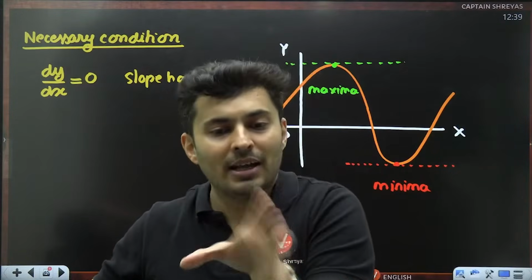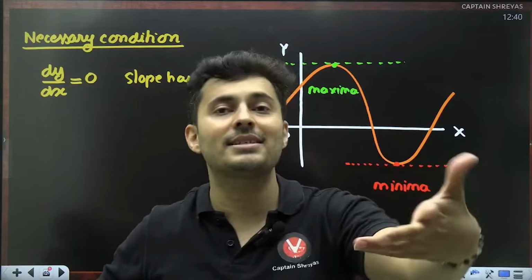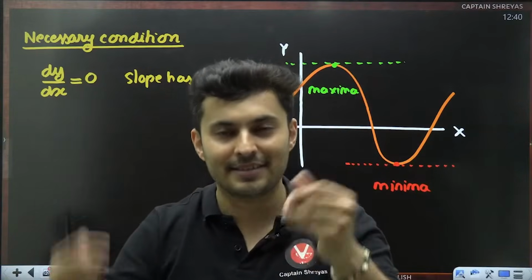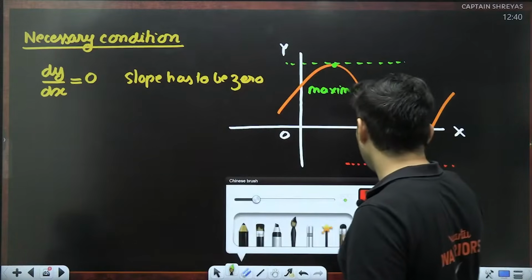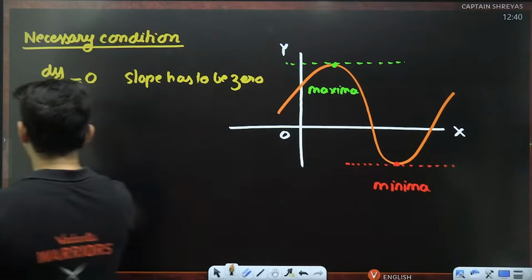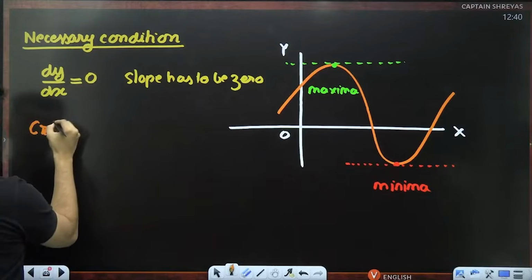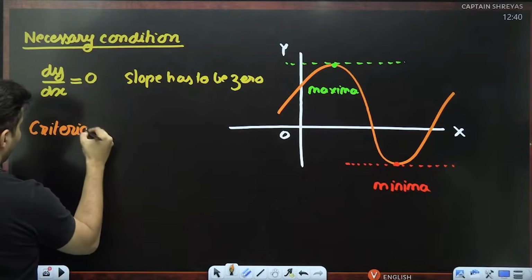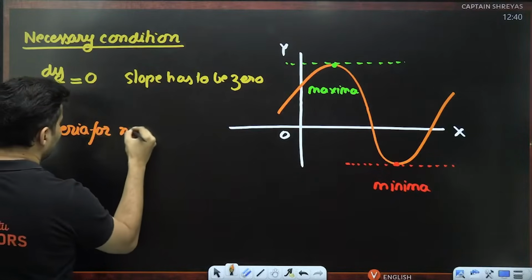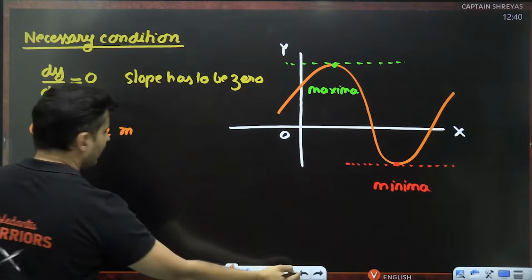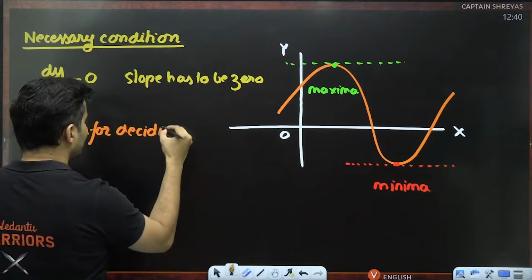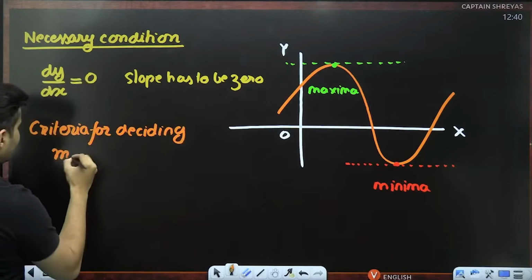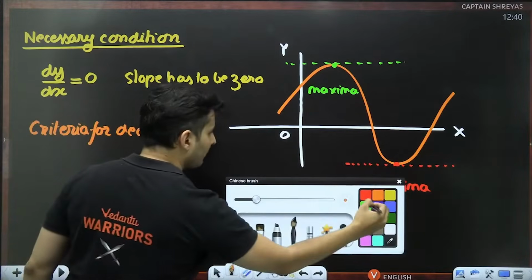For government medical college, this. For private medical college, this. So there will be criteria after that. So the next criteria comes over here. So the criteria for deciding, like how you decide a college, for deciding a maxima versus minima.